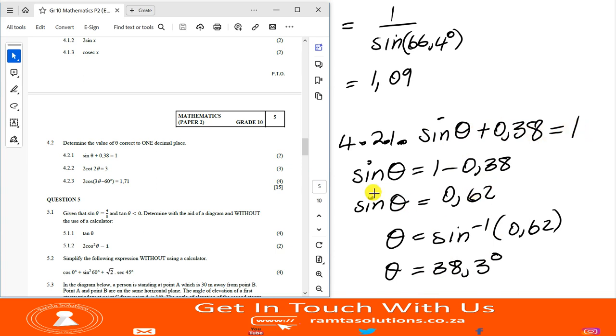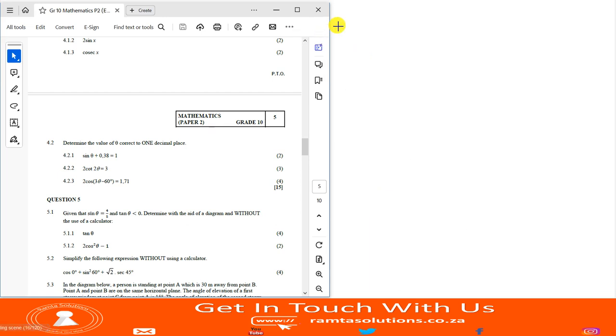For example, we say sine of 38.3 close bracket plus 0.38 on your calculator. What does it give you? It gives you close to 1, because when you round this off to the whole number, it'll be 1. So it means you are correct. Okay, perfect. Now let's head to 4.2.2.